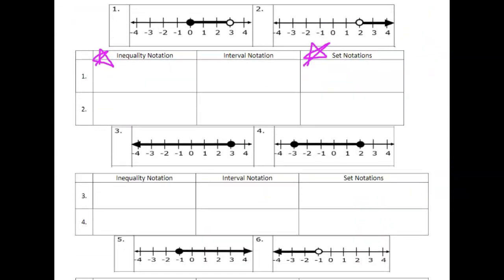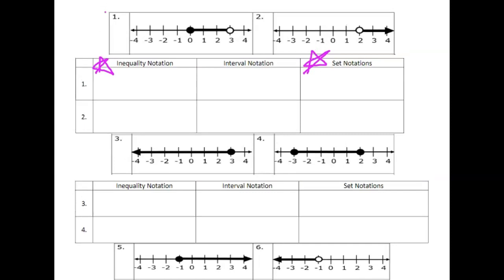Okay, so number 1 is right here. If I start out with inequality notation, I notice that I have a boundary at 0 and a boundary at 3. So I'm going to put my least value on the left side, my greater value on the right side, and then x is going to go in the middle. Now, I have a closed point here, which means I'm going to have an or equal to sign. And I have an open point here, which means I won't have an or equal to sign on the other side. I should be using my less than signs.